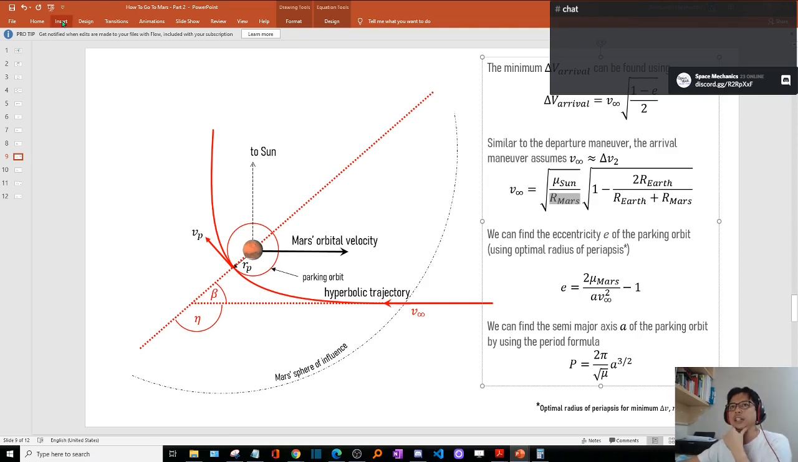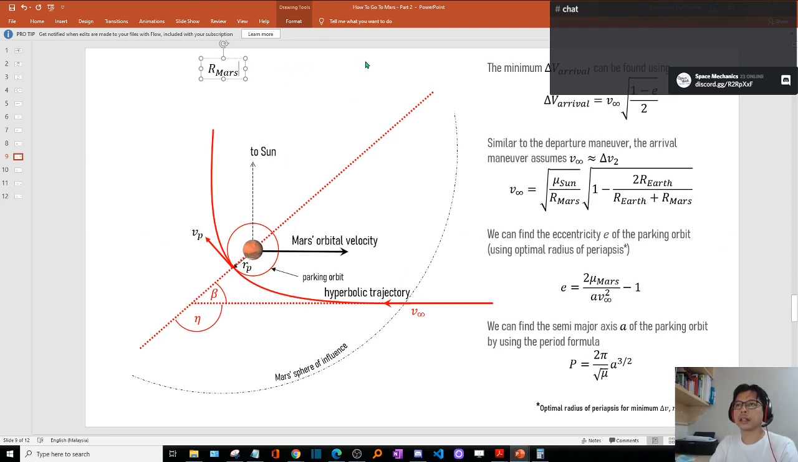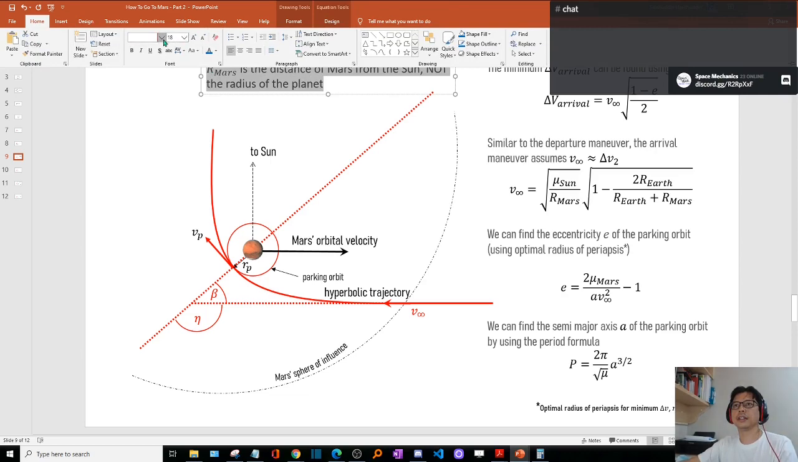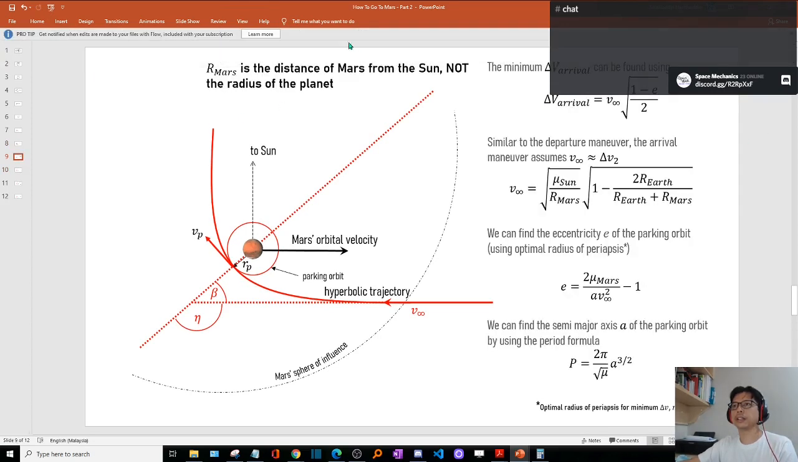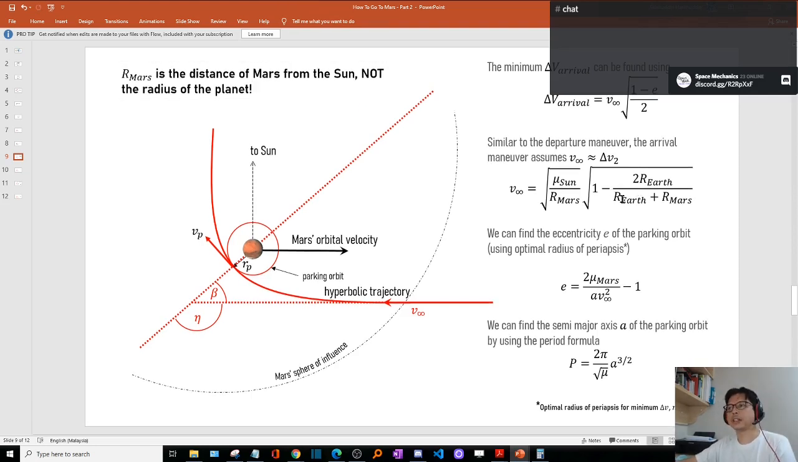Let me just put a reminder here again. R Mars is the distance of Mars from the Sun, and not the radius of the planet. R Earth is also the same thing.